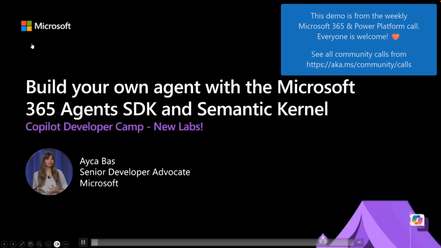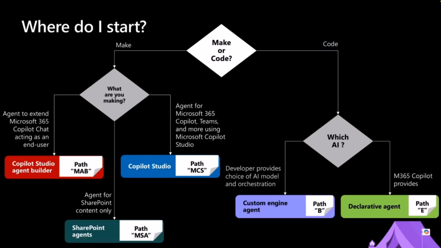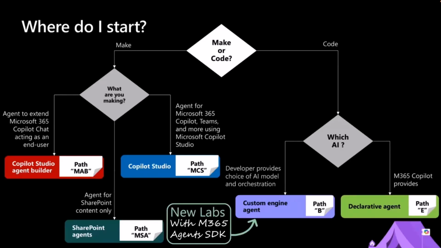Okay, let's get started. If you're already familiar with Copilot Developer Camp, we have multiple pathways available for you to get started. Today, I'm introducing the new labs available under the Build pathway, where we build custom engine agents. In this lab, we are building a brand new custom engine agent using Microsoft 365 Agents SDK and Semantic Kernel, and basically bringing that over to Copilot Chat.